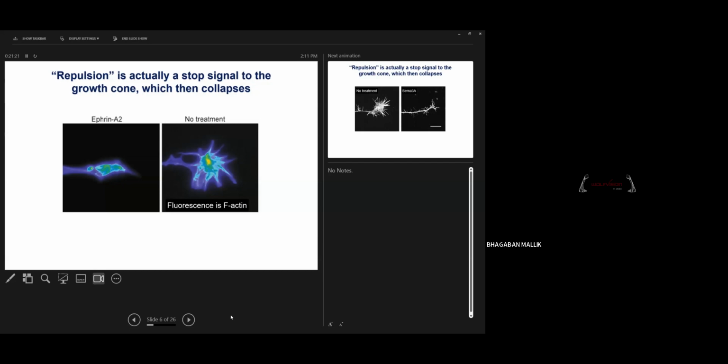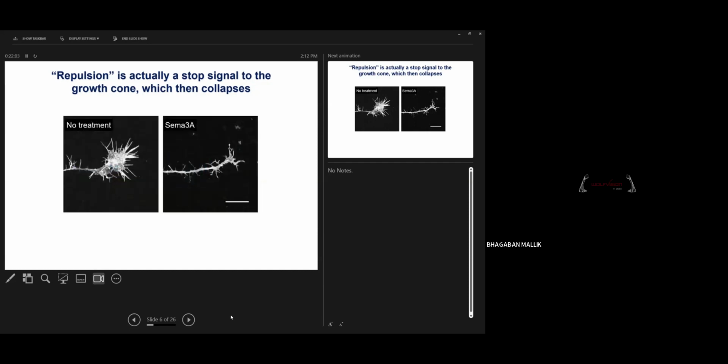But when this axon encounters a negative signal which inhibits it, where the signal is there, the neuron will not extend its axon. You can see that you have loss of this structure, which is shown here in the control. So this is called an example of contact mediated repulsion. The growth cone collapses when you culture with this signal, that is ephrin-A2, a chemical signal. You can see that the growth cone suddenly collapses. So this is called contact mediated repulsion.